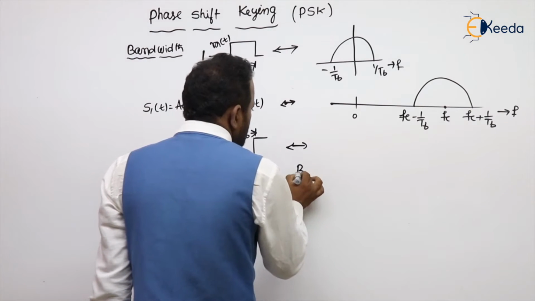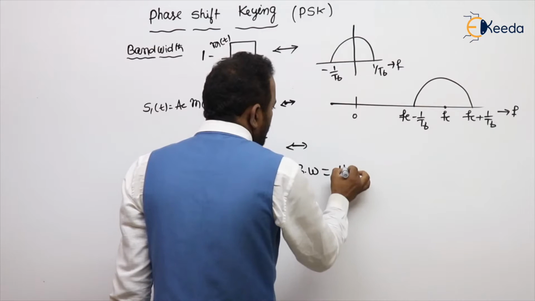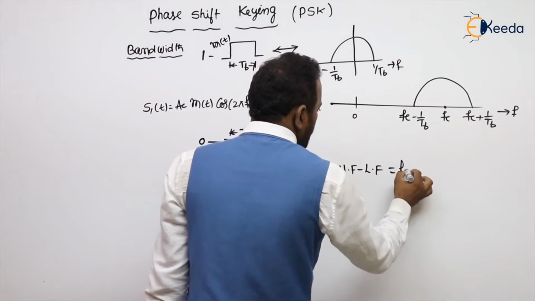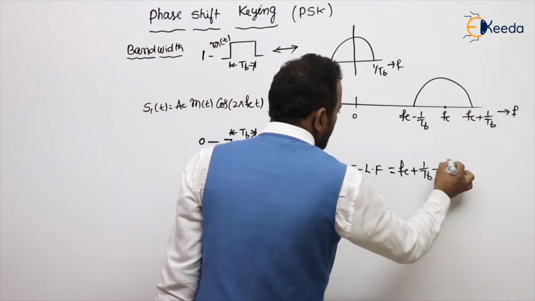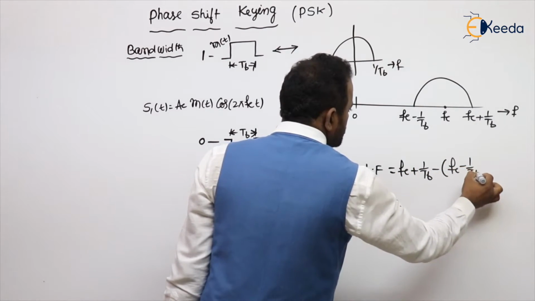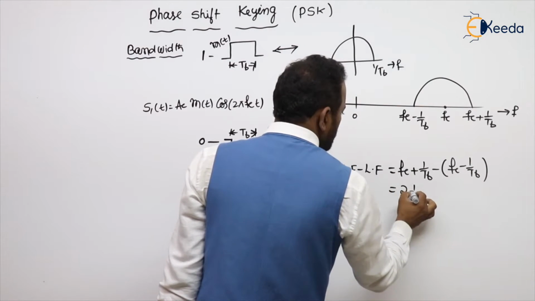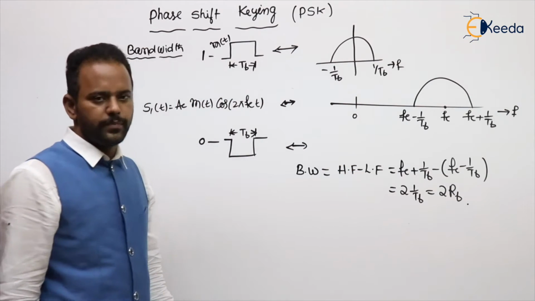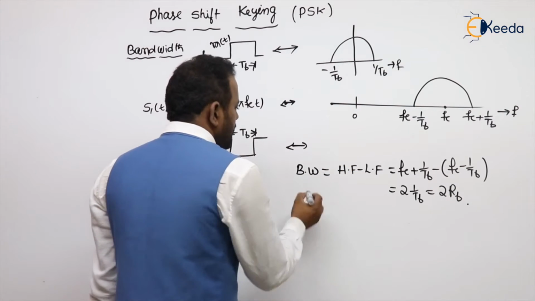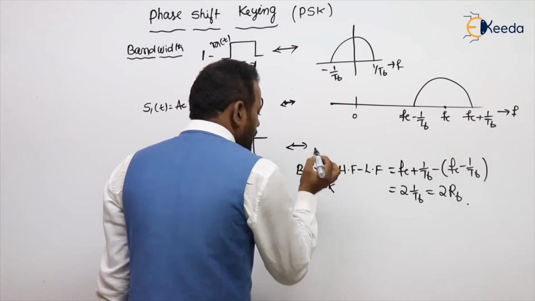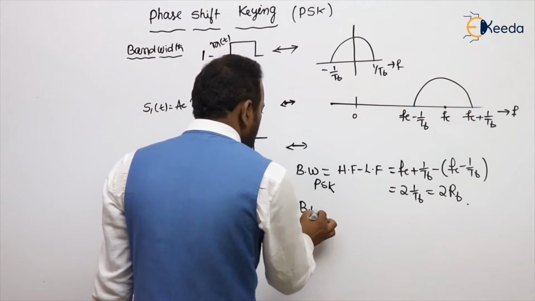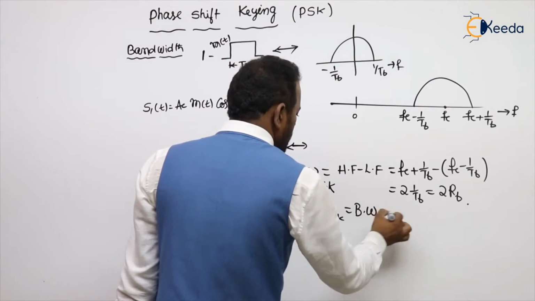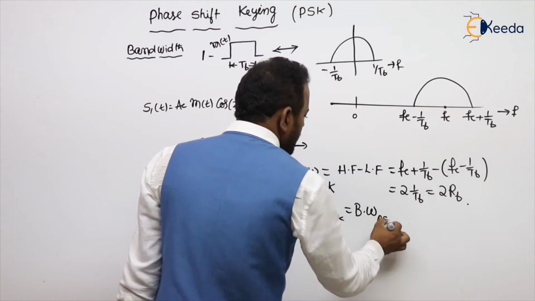Then what is the bandwidth, sir? Bandwidth is nothing but highest frequency minus lowest frequency. Highest frequency is fc plus 1 by Tb. Lowest frequency is fc minus 1 by Tb, which is nothing but 2 into 1 by Tb, which is nothing but 2Rb. You can understand that bandwidth of PSK modulation scheme as well as bandwidth of ASK modulation scheme, both are same. Both need only 2Rb.